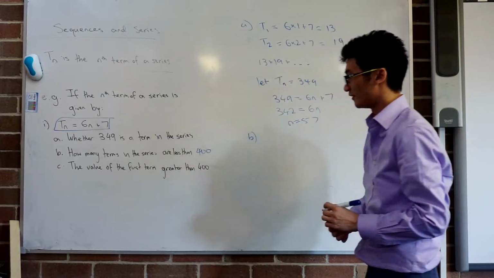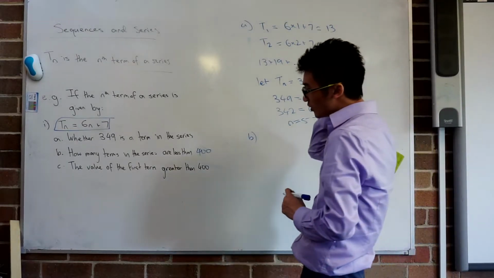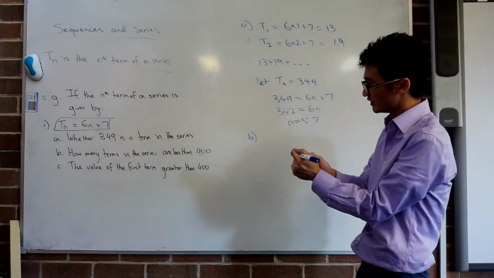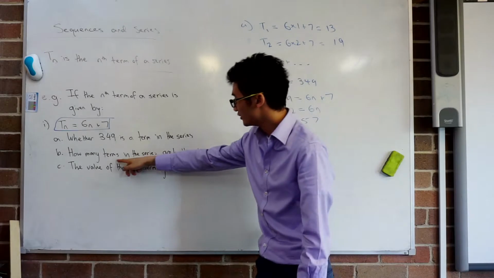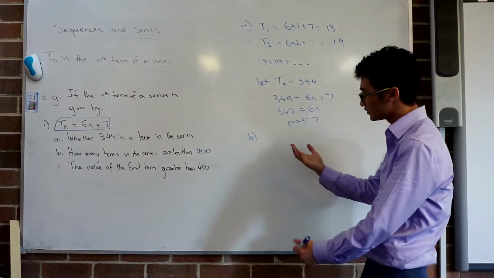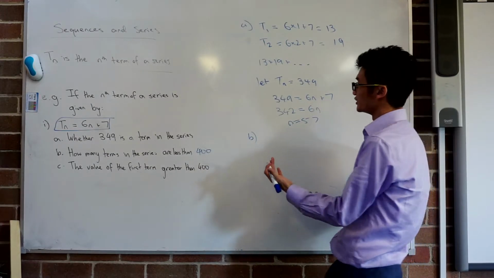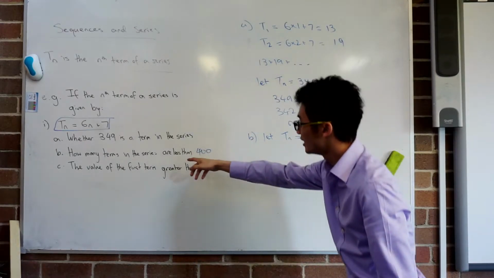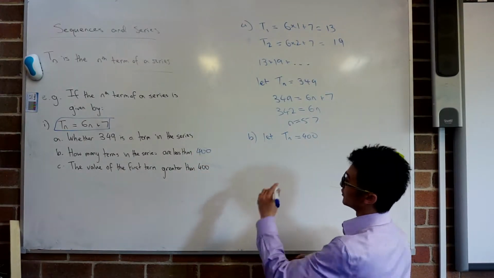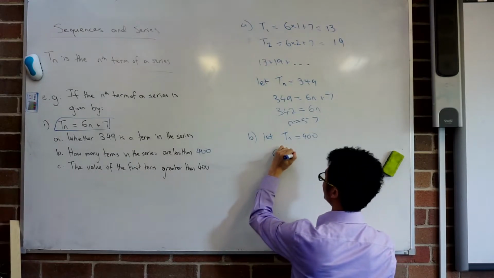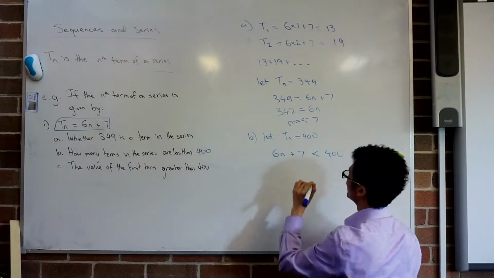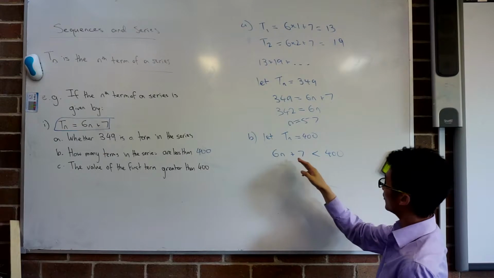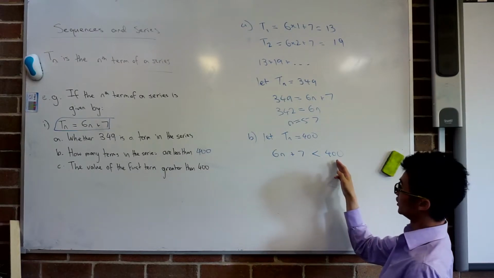Cool. Part B. Now I want to know how many terms in the series are less than 400. So same idea here. I'm looking for the values of the terms in the series that are less than 400. So again, I want to start off by trying to write this into a mathematical equation. I'm going to let t sub n equal 400, and then since I want the terms in the series that are less than 400, I'm going to rewrite my equation such that I've got 6n plus 7 less than 400. I want to know at what value for n will I have values of the terms that are less than 400. So I'm just going to solve this equation.